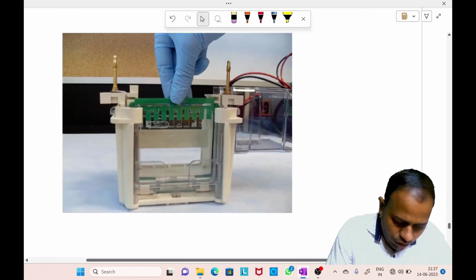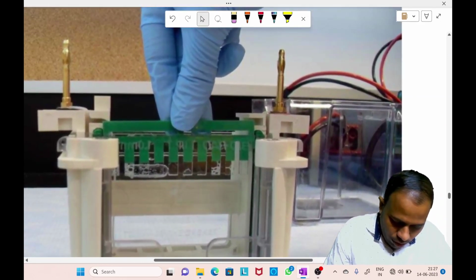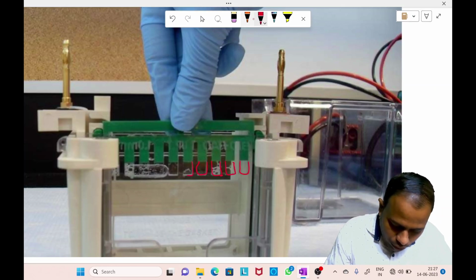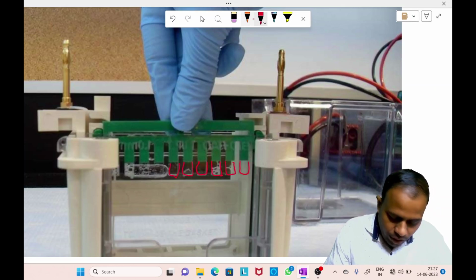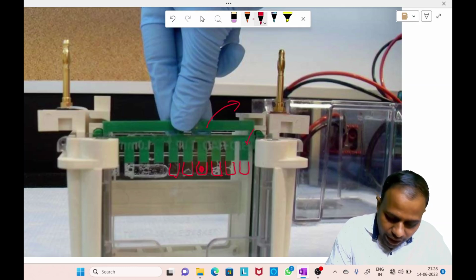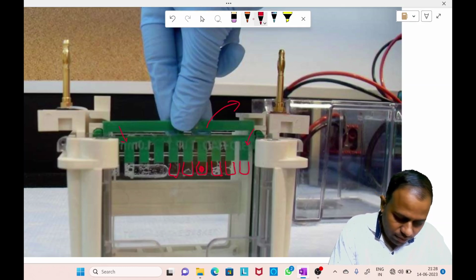Now when you remove this comb, remember, I'll show you, when you remove this comb, you can see this is the cavity that is creating the wells here into which you are going to load the protein sample. Okay, now when you are removing this comb, what happens, a vacuum is created in this area, so it has to be removed carefully. Okay, to avoid the collapsing of the wells, you just add deionized water at this interface.